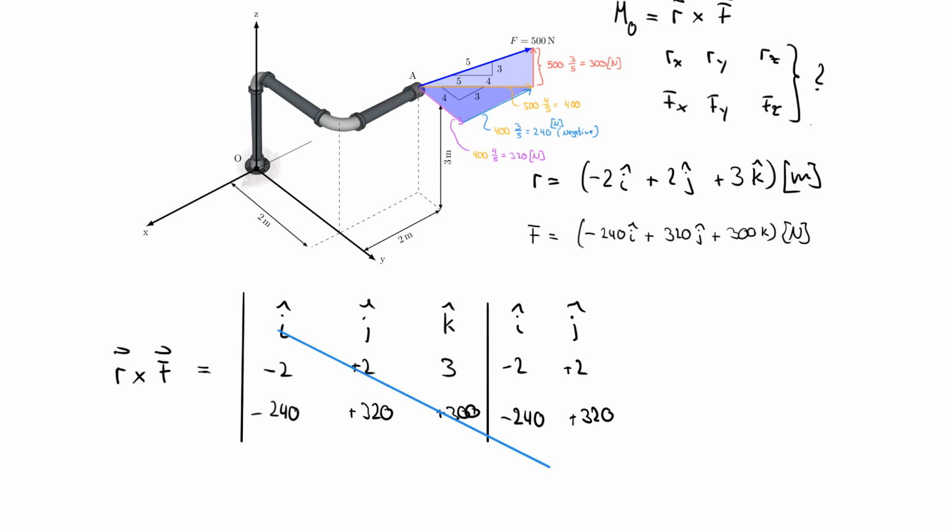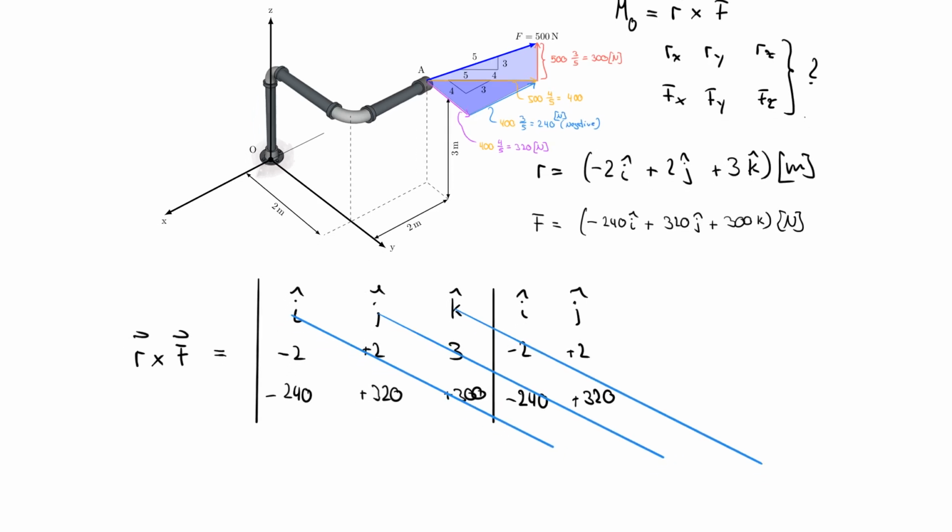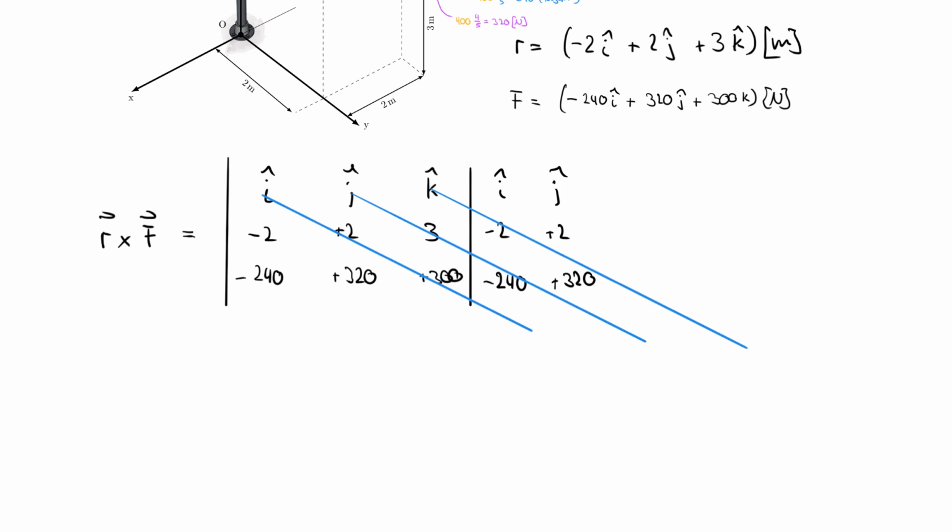So I have this diagonal, I have this diagonal, and I have this diagonal. And now, because I have no room on the top, I'm just gonna do it downwards as well. So I have the negative diagonal here, I have another negative diagonal here, and a last diagonal here. Now let's collect the terms.